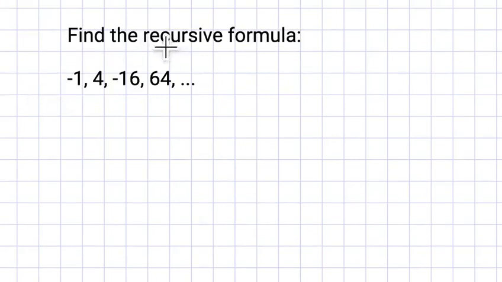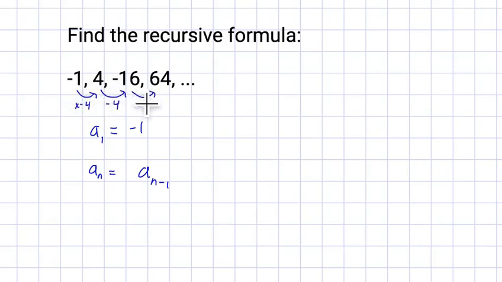Let's write a recursive formula for this geometric sequence. All right, don't forget your recursive formulas always have to have two parts. We have to identify the first term. And the second part is where we identify the pattern that we're going to keep repeating. So we're going to take the term right before the one we want, and we're going to multiply it by, we'll notice in this case that we are multiplying by -4 each time.